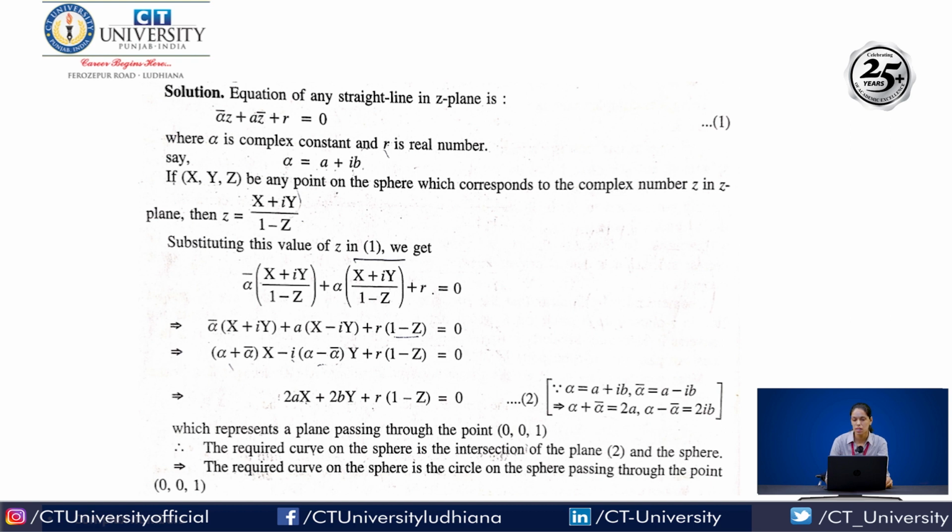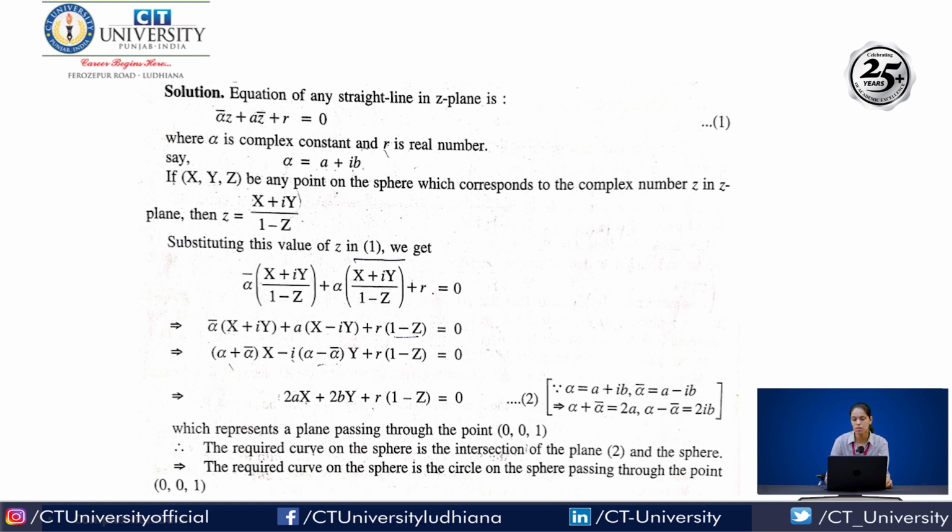If there is a point P as (x, y, z) on the sphere which corresponds to the plane z, because we have to find the lines corresponding to the z plane, as the xy plane corresponds to the z. So I am taking the point-wise correspondence, taking the point on the sphere as x, y, z, and the complex plane has a point z equals (x plus iota y) by (1 minus z).